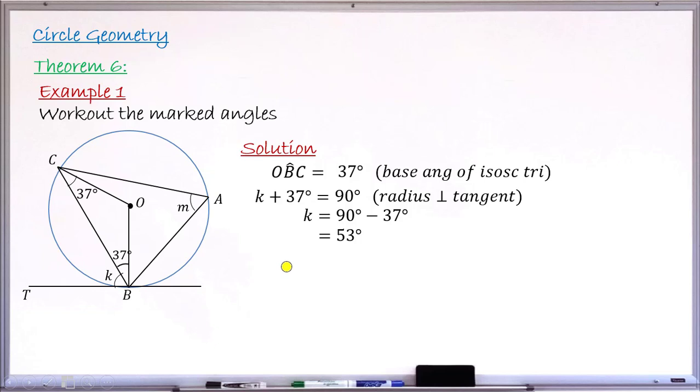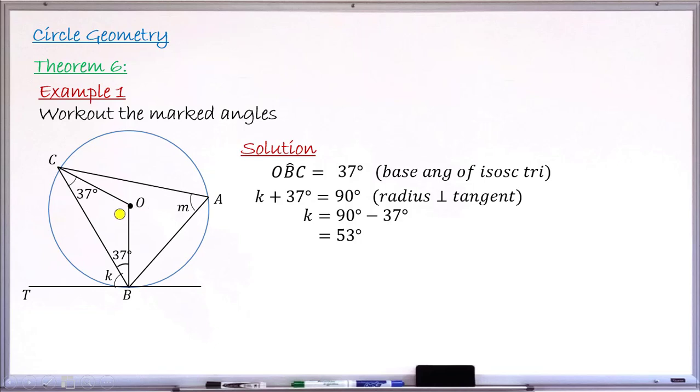To find M, you now think, can you find M directly, or do you have to find another angle? If I can find the angle at the center, look at this angle at the center subtended by this minor arc, I can use it to find angle M, my very first theorem: angle at the center is twice the angle at the remaining circumference.